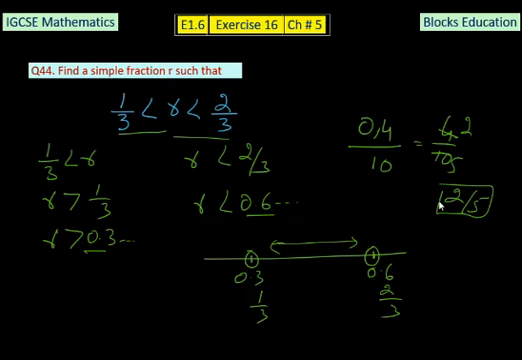But you can take any number. Let's suppose you take 0.5, it is still in between. For 0.5, it is 5 over 10. So 5 twos are 10. So another answer could be 1 over 2 as well.